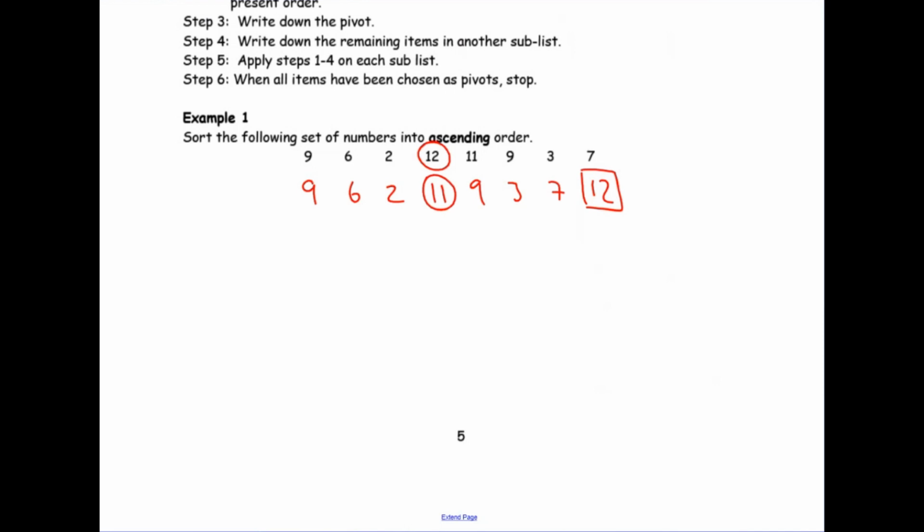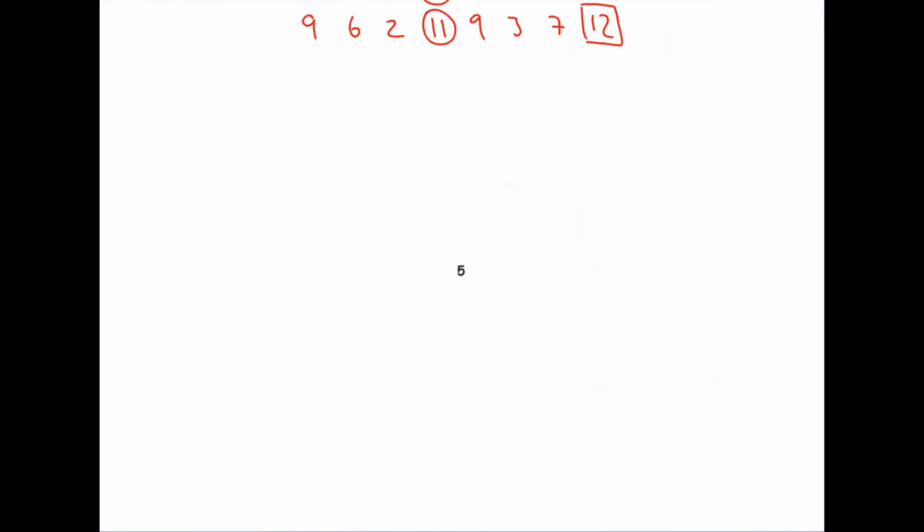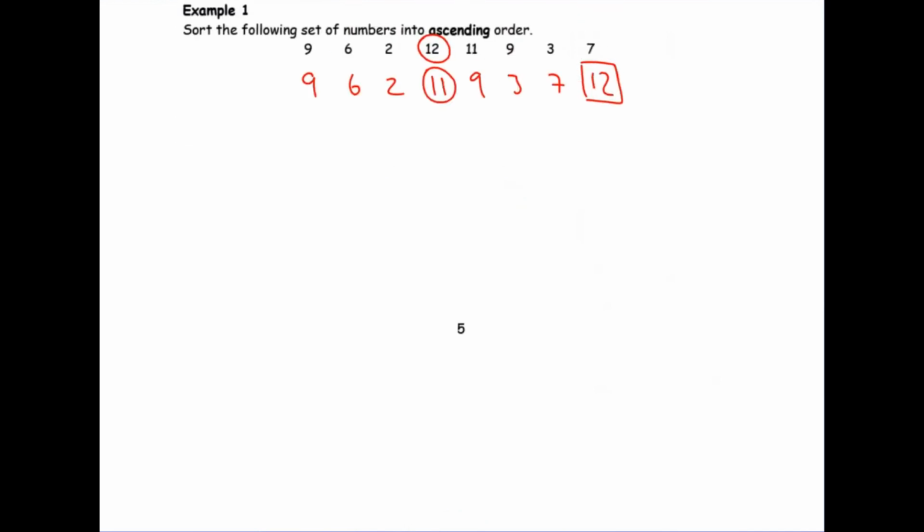So anything that's less than 11 will go on the left of 11, which again is all of them. So 9, 6, 2, 9, 3, 7, all less than 11. And then 11 goes here and is fixed. And I'm going to draw a line down from 12 rather than writing it out every time.